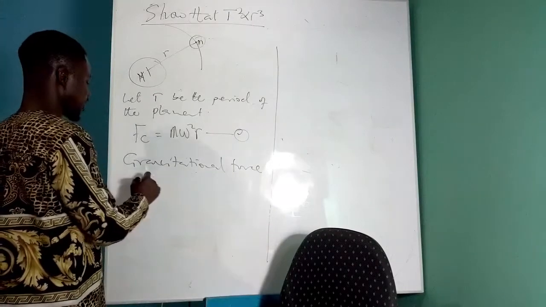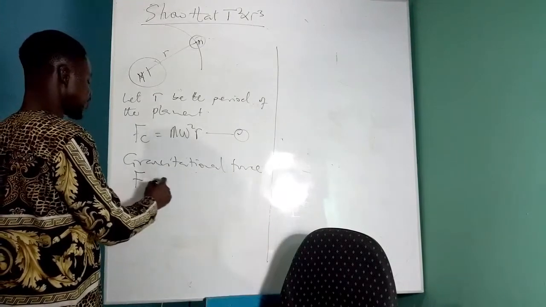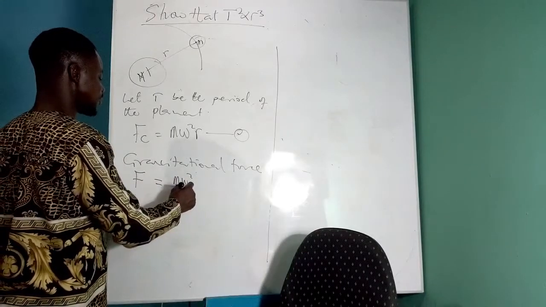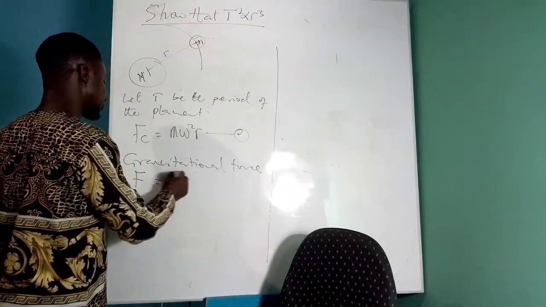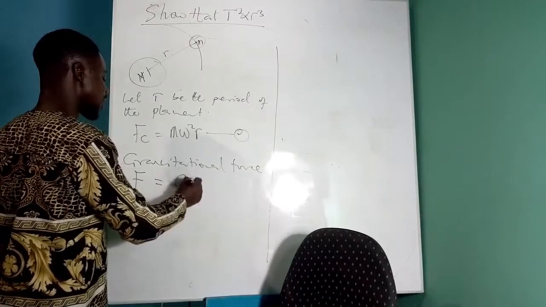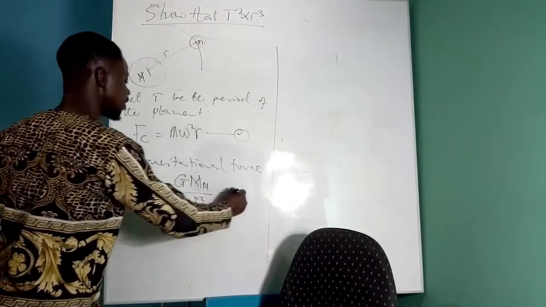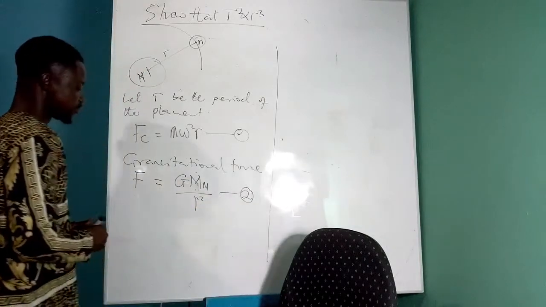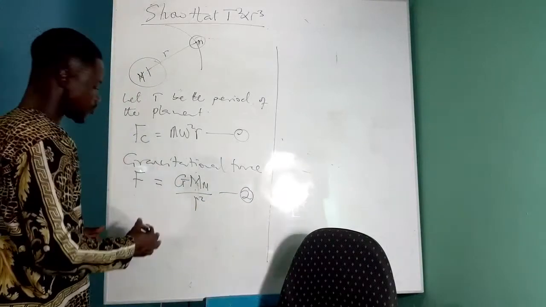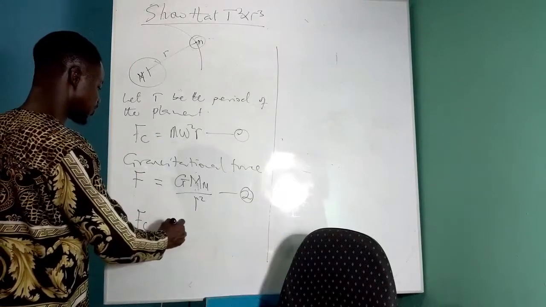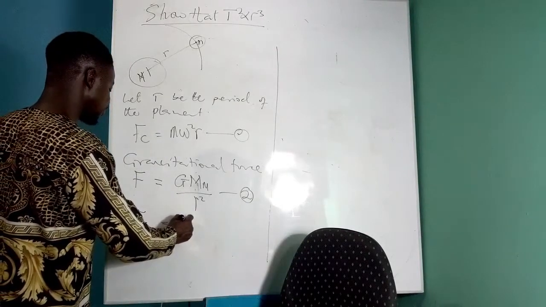Between the sun and the planet, the gravitational force is given by F equals G capital M small m over r squared. Let me call this equation 2. So in order for scaling not to occur, the two forces must be equal. The Fc must be equal to the F.